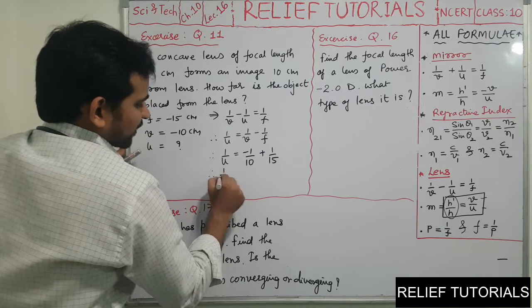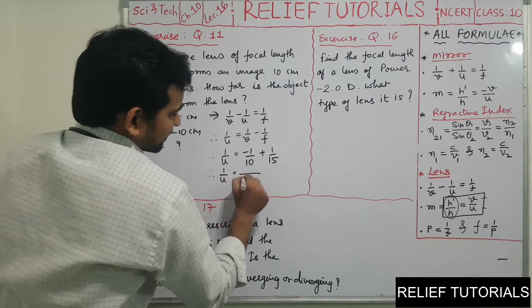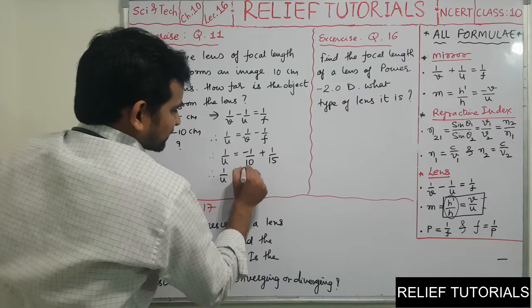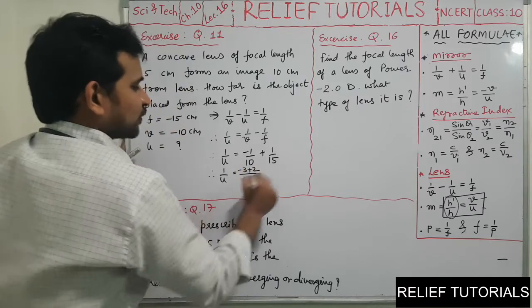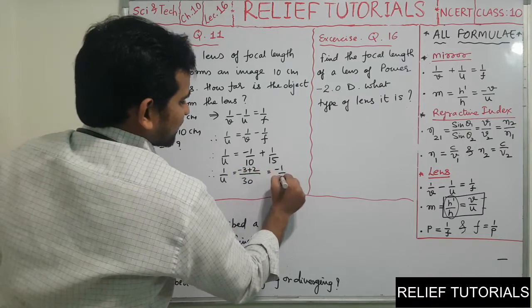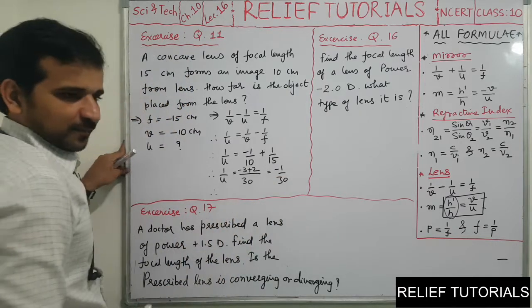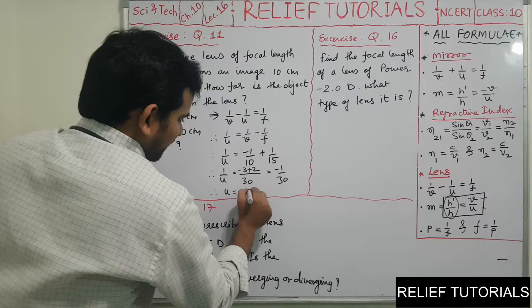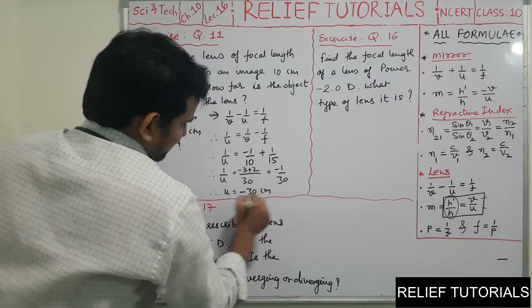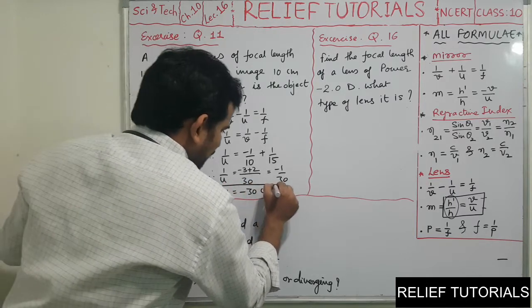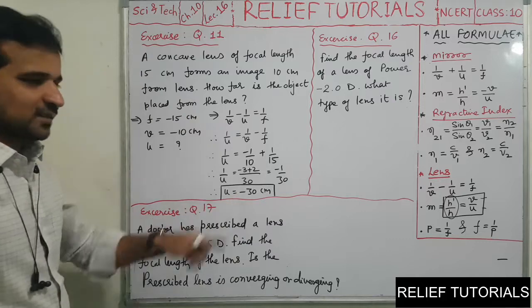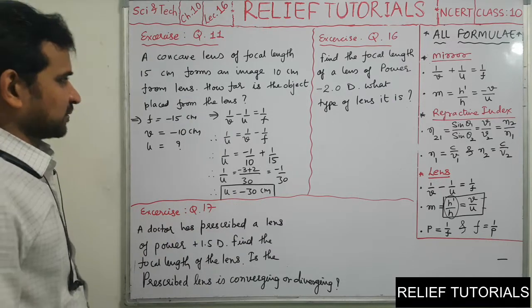Again 1 by u, LCM of 10 and 15 is 30. So 10 3s are minus 3 and plus 2. So it is minus 1 by 30. So therefore taking the reciprocal to both the sides, u is minus 30 centimeter. The answer is you have to place the object at 30 centimeter from concave lens.